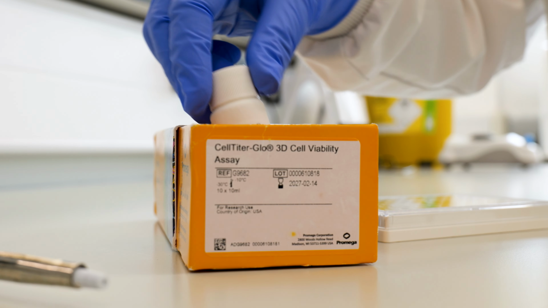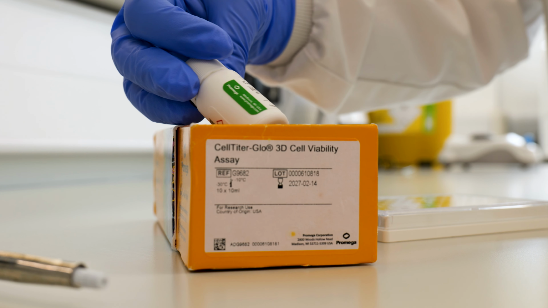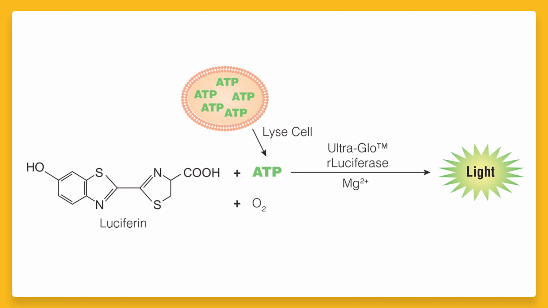CellTiter Glo 3D is a lytic assay. So you add it to your wells and it lyses the cells, they release ATP, and that ATP is then used in the luciferase reaction, which produces a luminescent signal, and that signal is proportionate to the number of metabolically active or viable cells in your well.